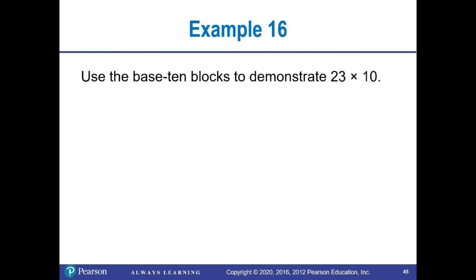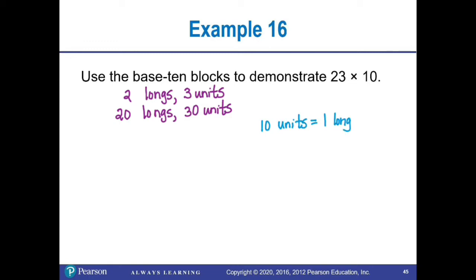Let's say I want to multiply 23 times 10, and I'm going to use base 10 blocks to do so. So 23 is 2 longs and 3 units. Now I'm multiplying by 10, so that would mean I would write this 10 times. I'm going to shortcut. I know that 2 times 10 is 20, so that means I have 20 longs. And 3 times 10 is 30, so I have 30 units. 10 units make a long. Over the course of 30 units, that's going to give me 3 extra longs, so I have 23 longs, and I have no units left.